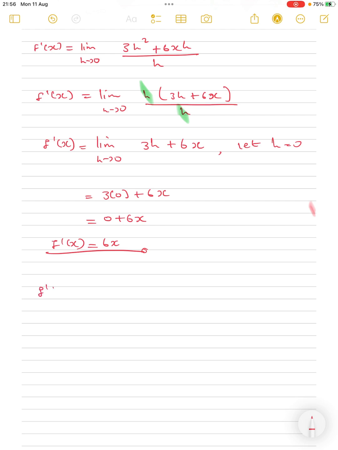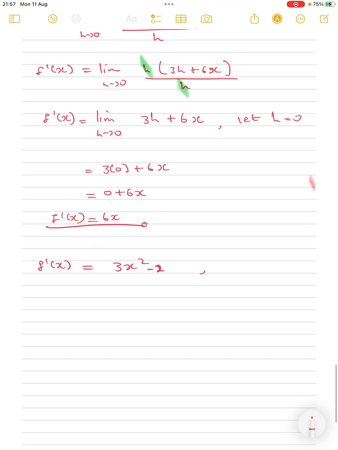They say that when you are differentiating 3x squared minus 2, you say, okay, here in this case it's mx^n. So you multiply the coefficient of x by the exponent, and on the very same exponent you subtract 1. So in this case, the coefficient m is 3, and the exponent is 2.